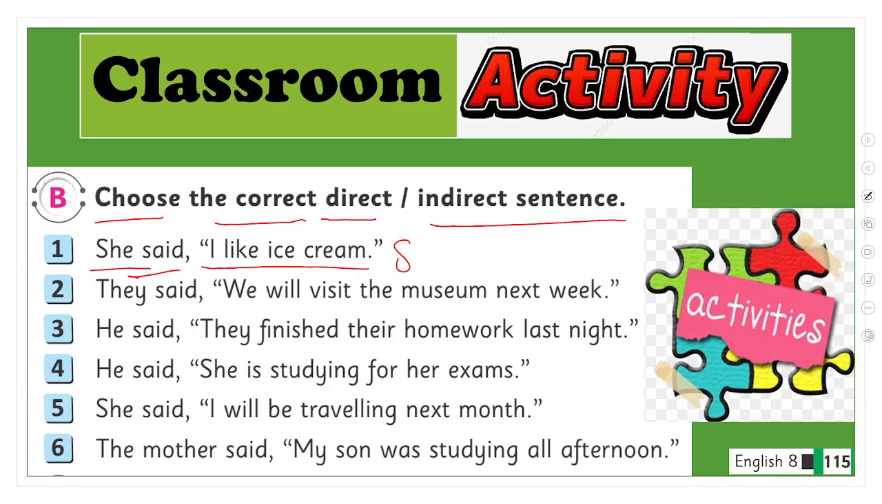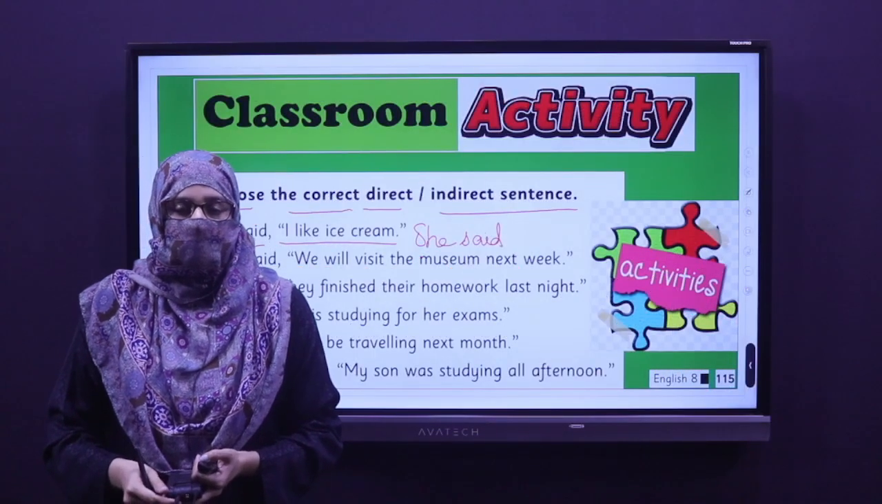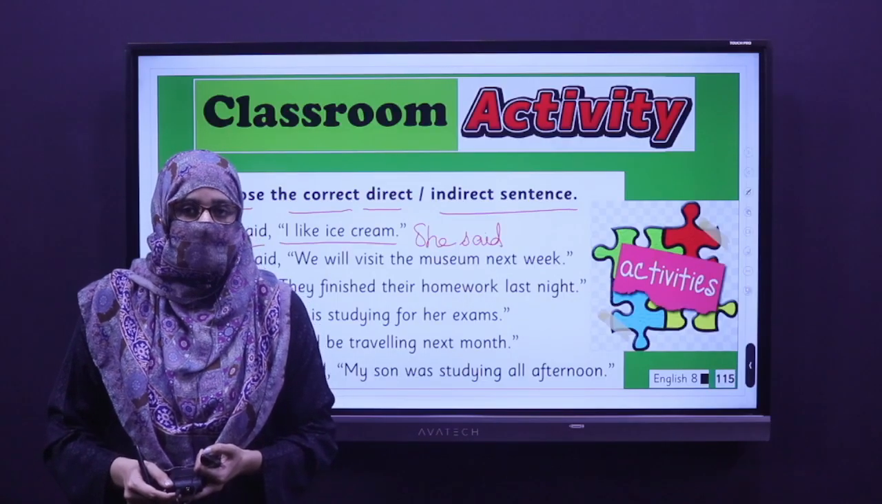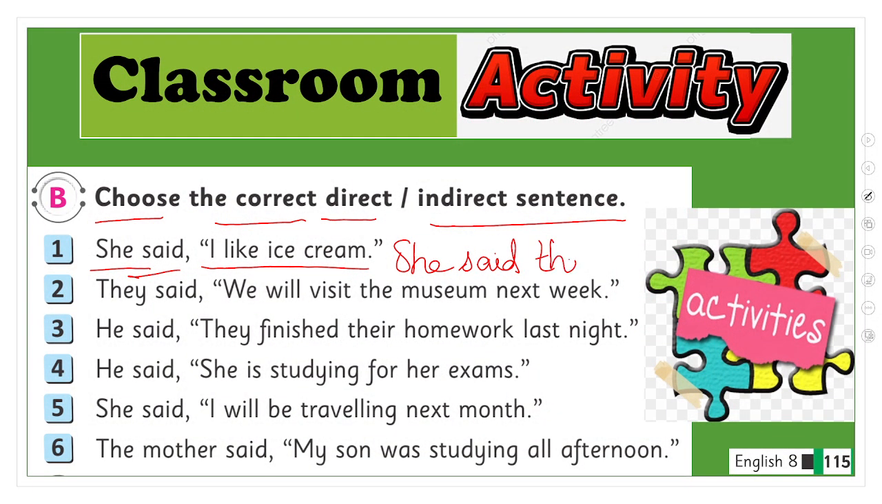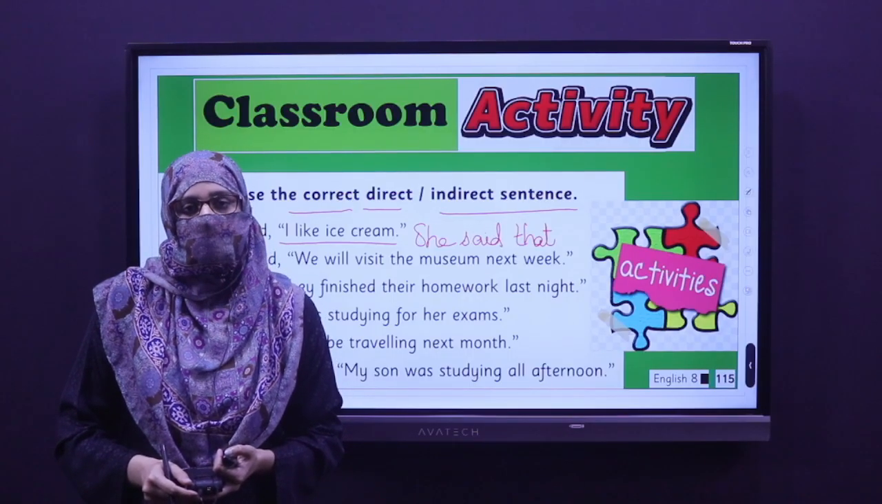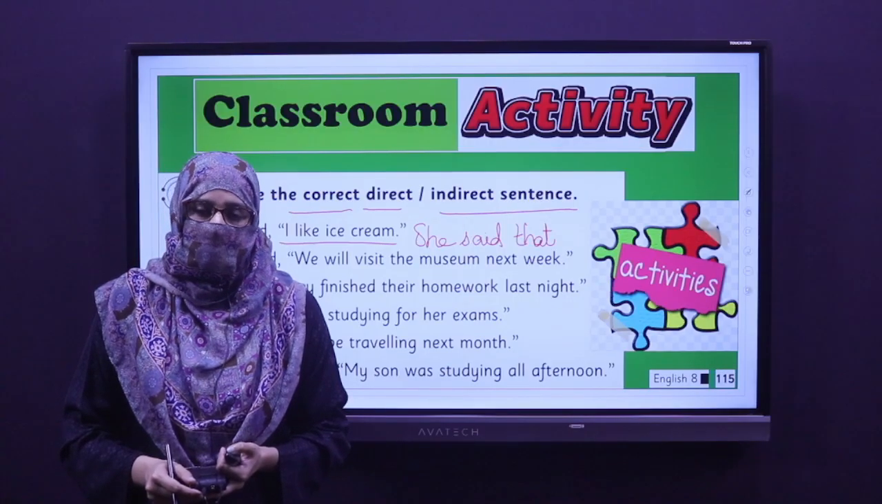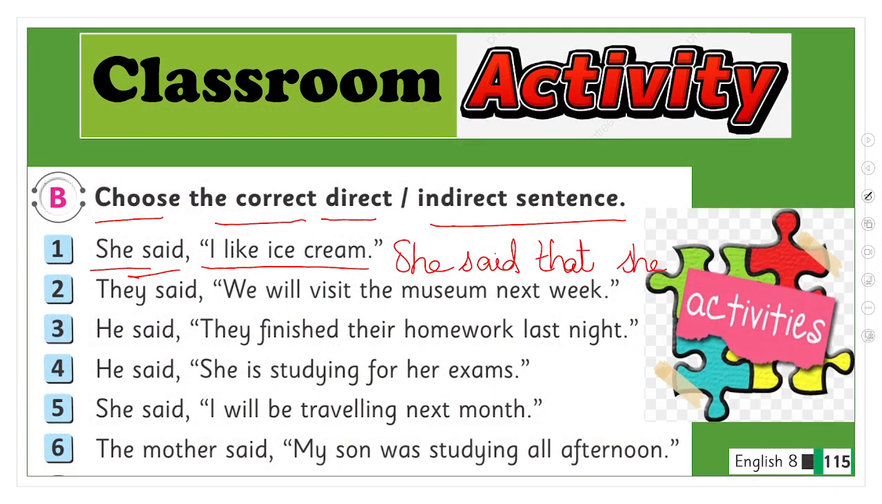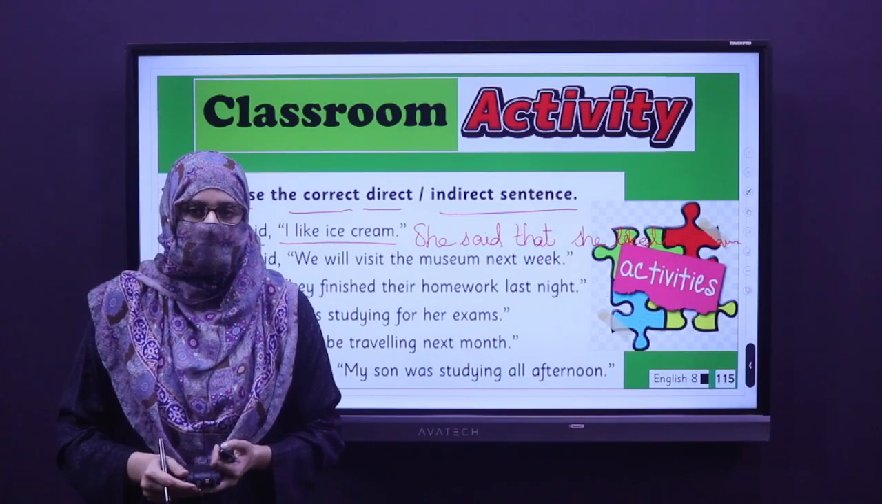She said. So, what did we learn? We learned that while removing comma and inverted commas, we place that. She said that. Since this sentence is simple present, how would we change that? We will change it into past indefinite or simple past tense. She said that she liked ice cream. So this is how you change direct speech into indirect speech.